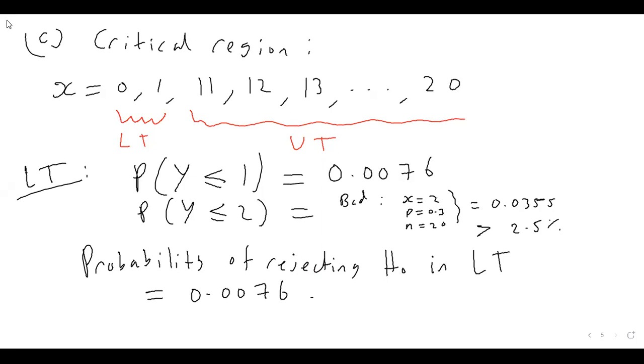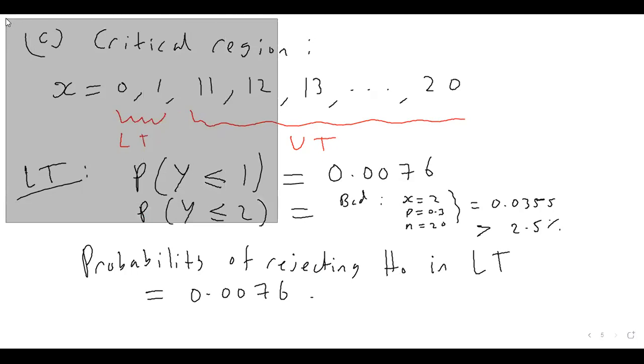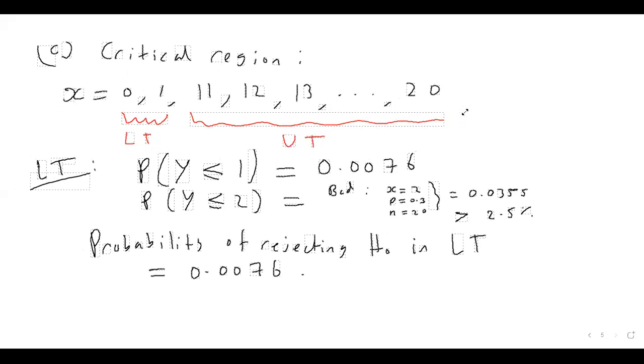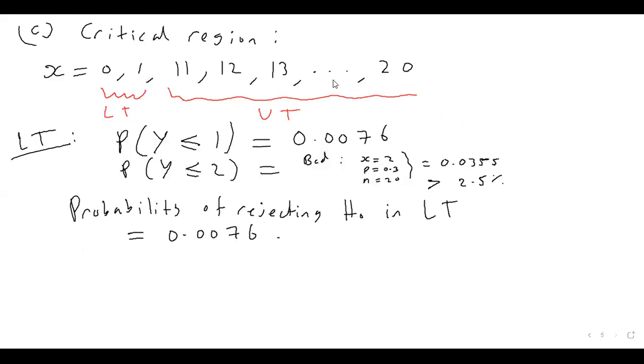And that's what significance level means. So significance level, the definition, means the probability of rejecting H0, given that H0 is true. That's what the significance level is. So the chance we reject H0 in the lower tail is 0.76%.